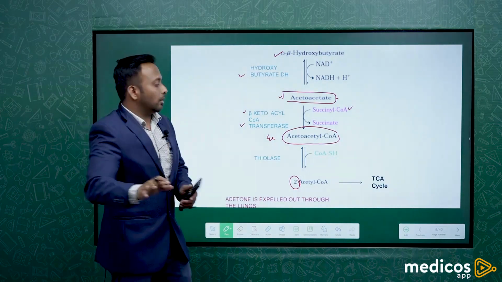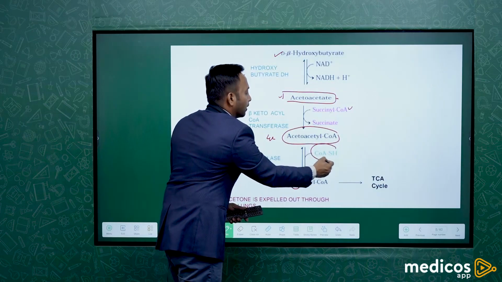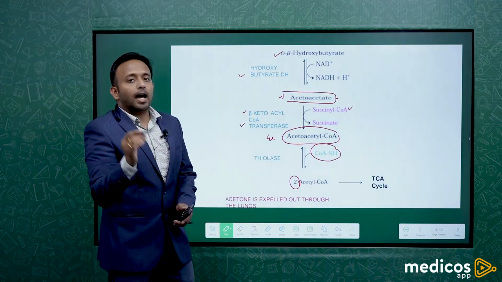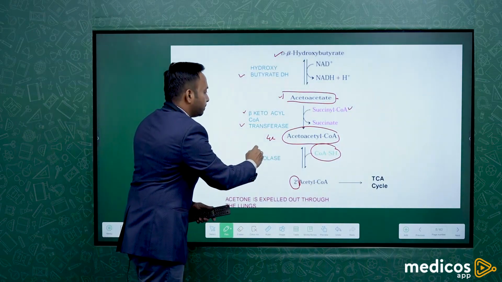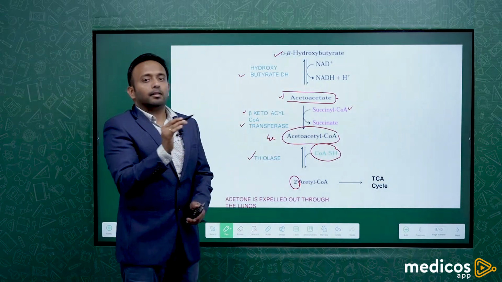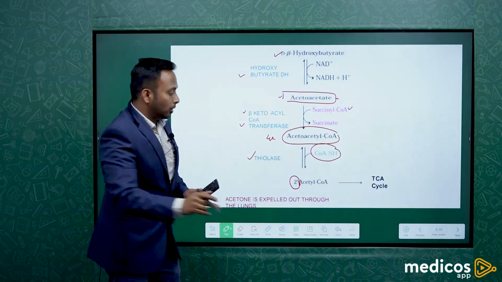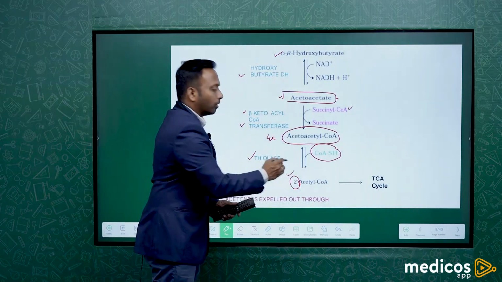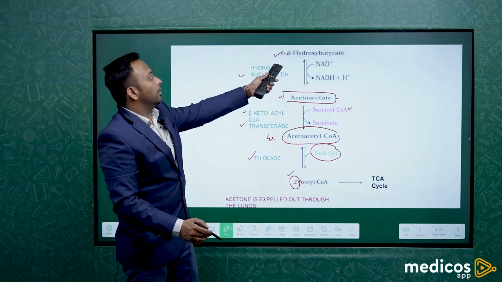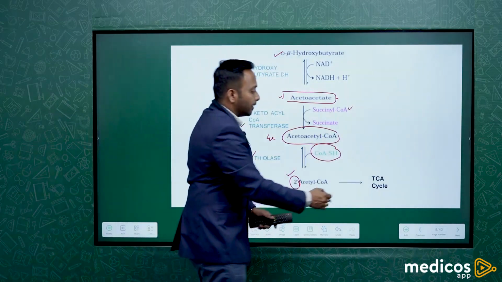What is required here now is one more coenzyme A. So one more coenzyme A is added by the enzyme thiolase, converting acetoacetyl coenzyme A and splitting into 2 compounds: acetyl CoA. How many? 2. We get 2 acetyl CoAs from a single hydroxybutyrate, which enters the TCA cycle.